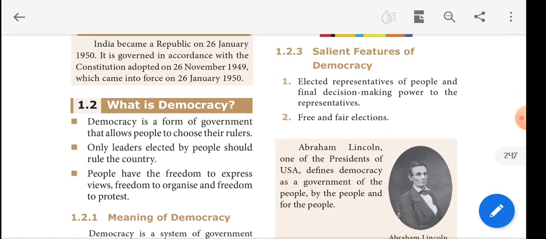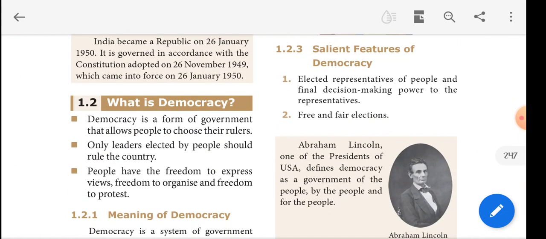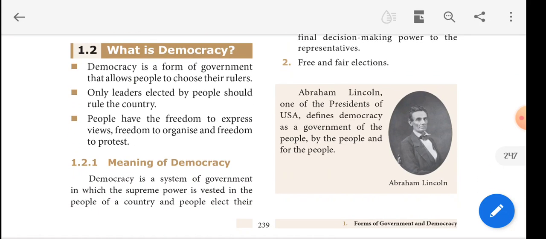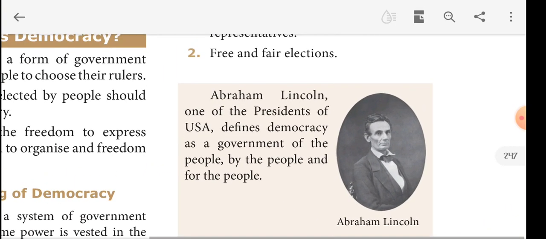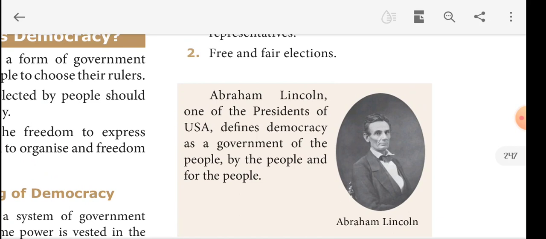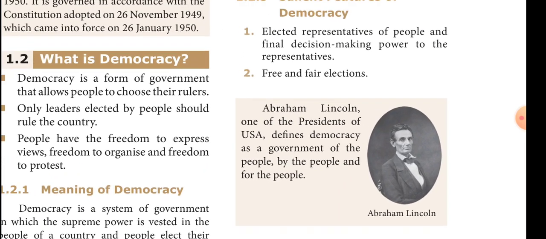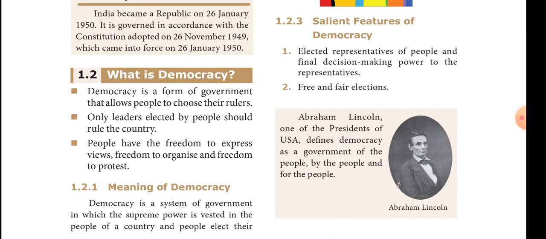And salient features also we discussed. Abraham Lincoln, one of the presidents of the USA, defines democracy as a government of the people, by the people, and for the people. So Abraham Lincoln was the president of the USA, and he defined democracy: democracy is a government of the people, by the people, and for the people. This is the famous definition of democracy.